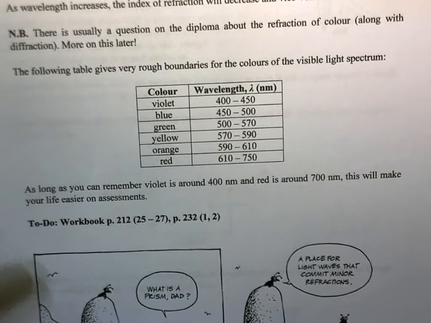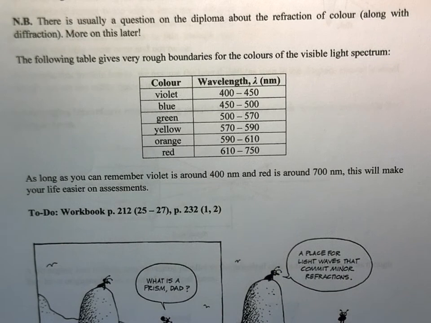This is a table showing the rough boundaries for the colors of the visible spectrum, but this is a very rough table. The boundaries are not exact, especially for those of you who are very artistically inclined. You know colors blend and transition from one to the other, so we don't have any really hard, fast cutoffs.